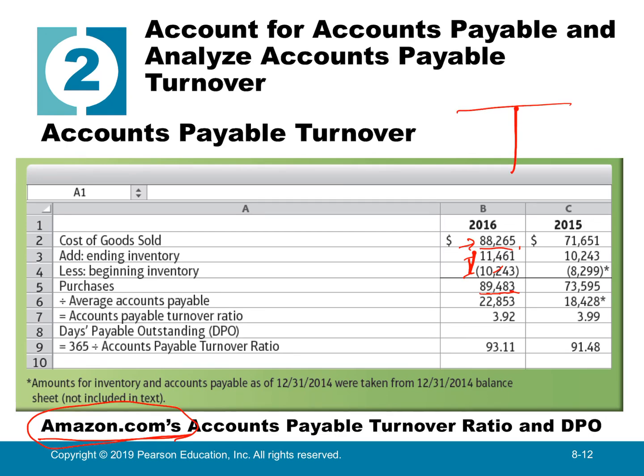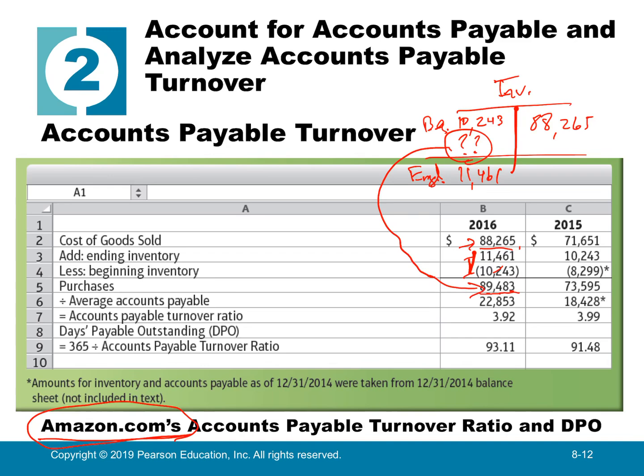Why? Well, again, go back to your inventory T account. If beginning was 10,243, and ending was 11,461, and your cost of goods sold was 88,265, how much was your purchase from suppliers right here? Well, it must have been 89,483. So if that doesn't make sense, just go back and revisit how you do this analysis within the T account. So anyway, divided by average accounts payable. Again, this is just beginning plus ending divided by 2. Okay, that's how we get that.